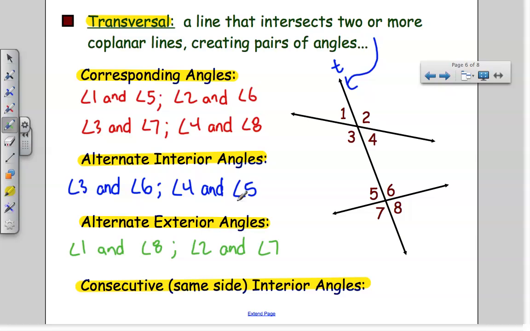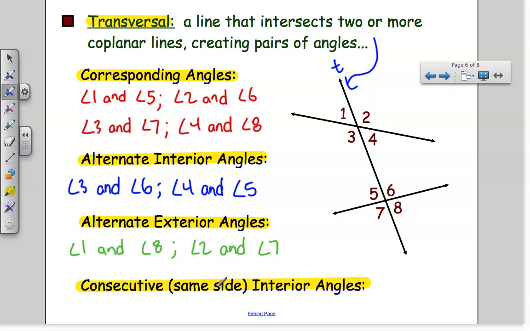And the last thing we're looking at here, consecutive or same side interior angles. Consecutive means one after another, but they have to be on the same side in the interior. Oh my goodness, so consecutive interior angles. Now remember how these 4 are interior angles? 3, 4, 5, and 6.